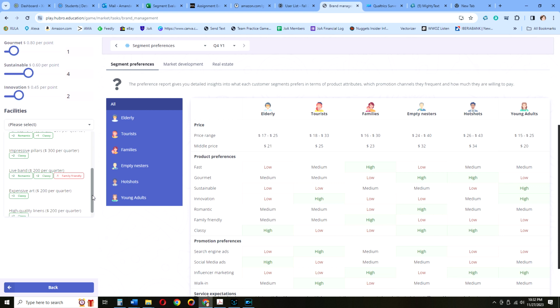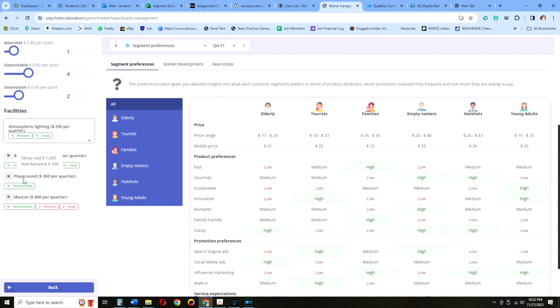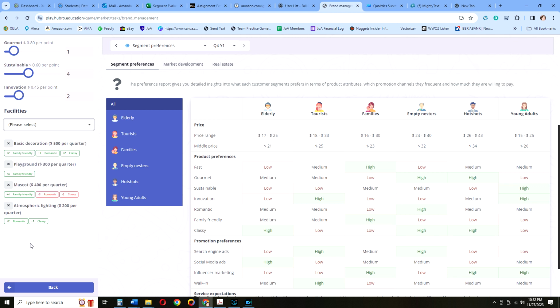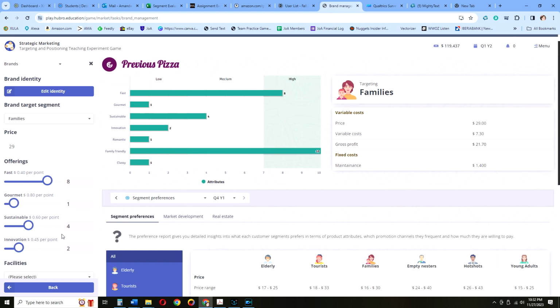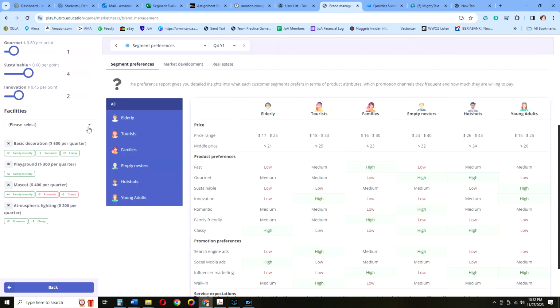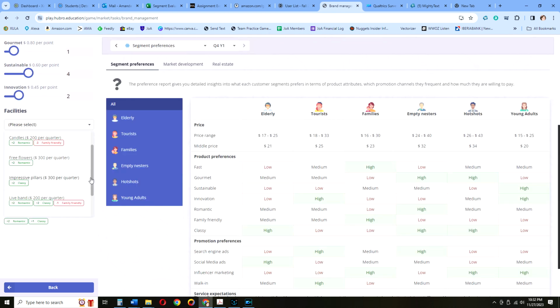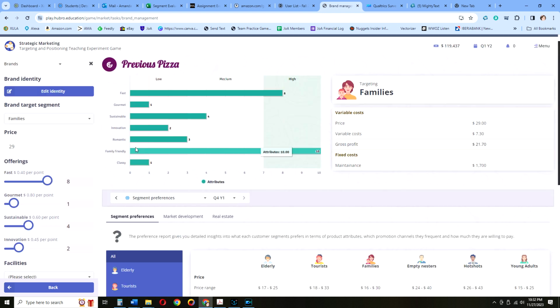So I'm going to choose atmospheric lighting, because that way I get both romantic and classy for just $200. Okay, now I have a romantic rating of 1 and a classy rating of 1, but I learned from my brand positioning chart that families actually want it to be a little bit romantic. So I want to get a level 2 for romance. So I'm going to add free flowers. And so now I've exceeded their expectations.